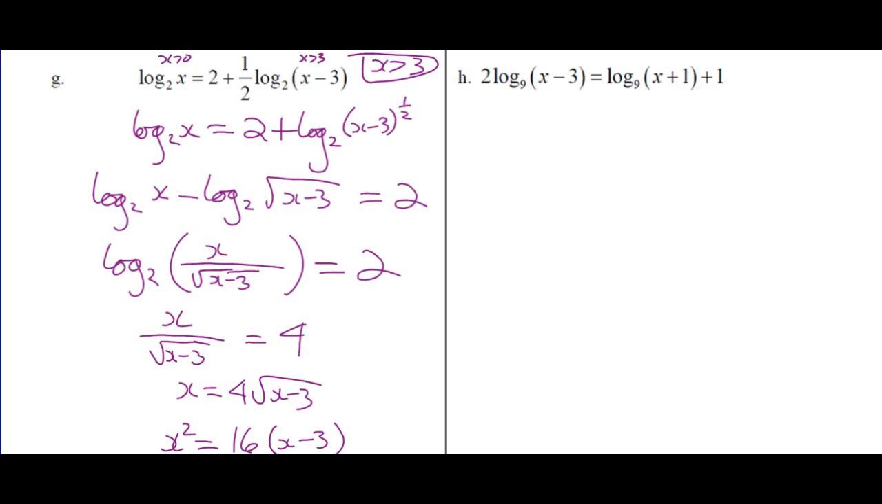Okay? Do it on your calculator. It works. Wow, now what? Okay, what's the restriction? So greater than 3 or greater than negative 1.